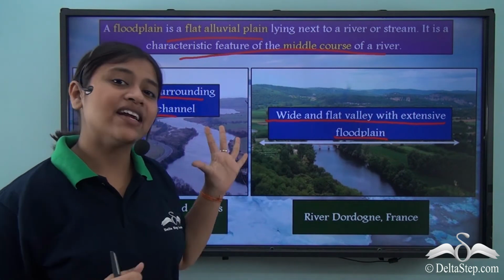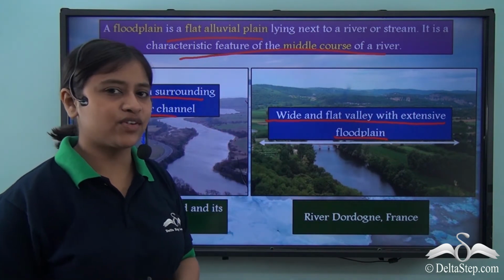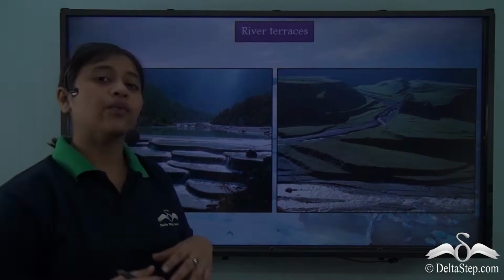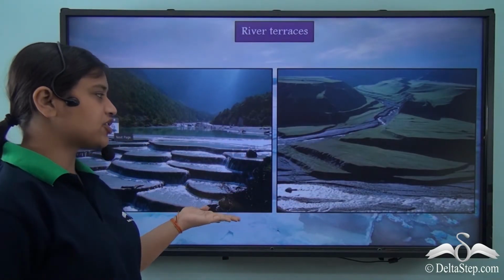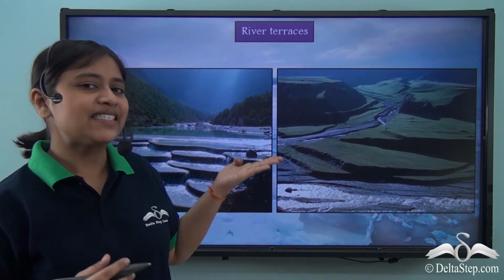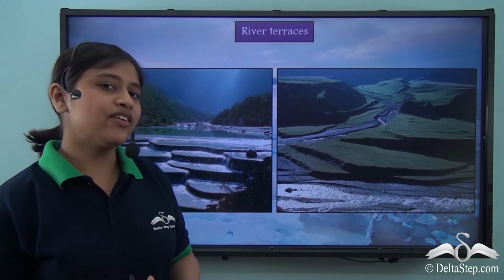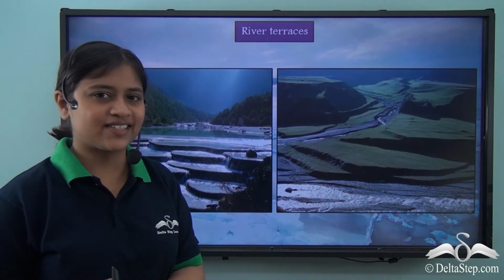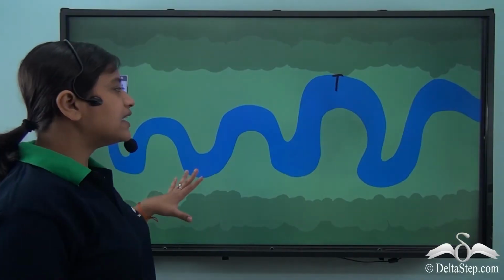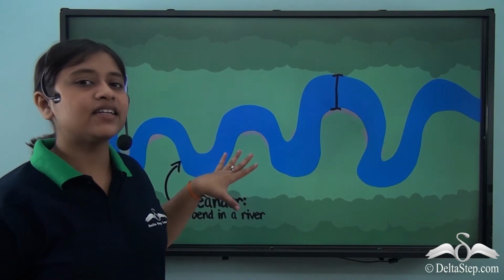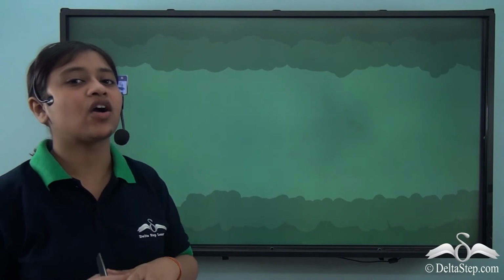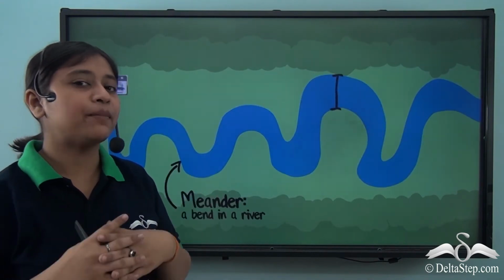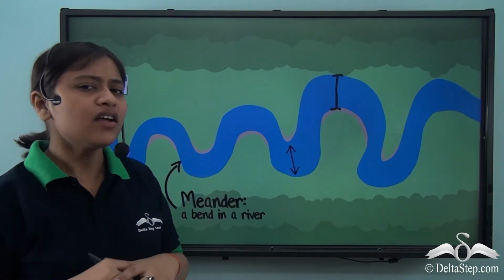So this is a characteristic landform in the middle course. Other than that, we also have river terraces. As you can see the structure, it almost looks like a staircase, as if the river is climbing down the stairs. So now, in the middle course, the river tends to slither away like a reptile, and these bends are called meanders. Therefore, meander is a bend in the river.